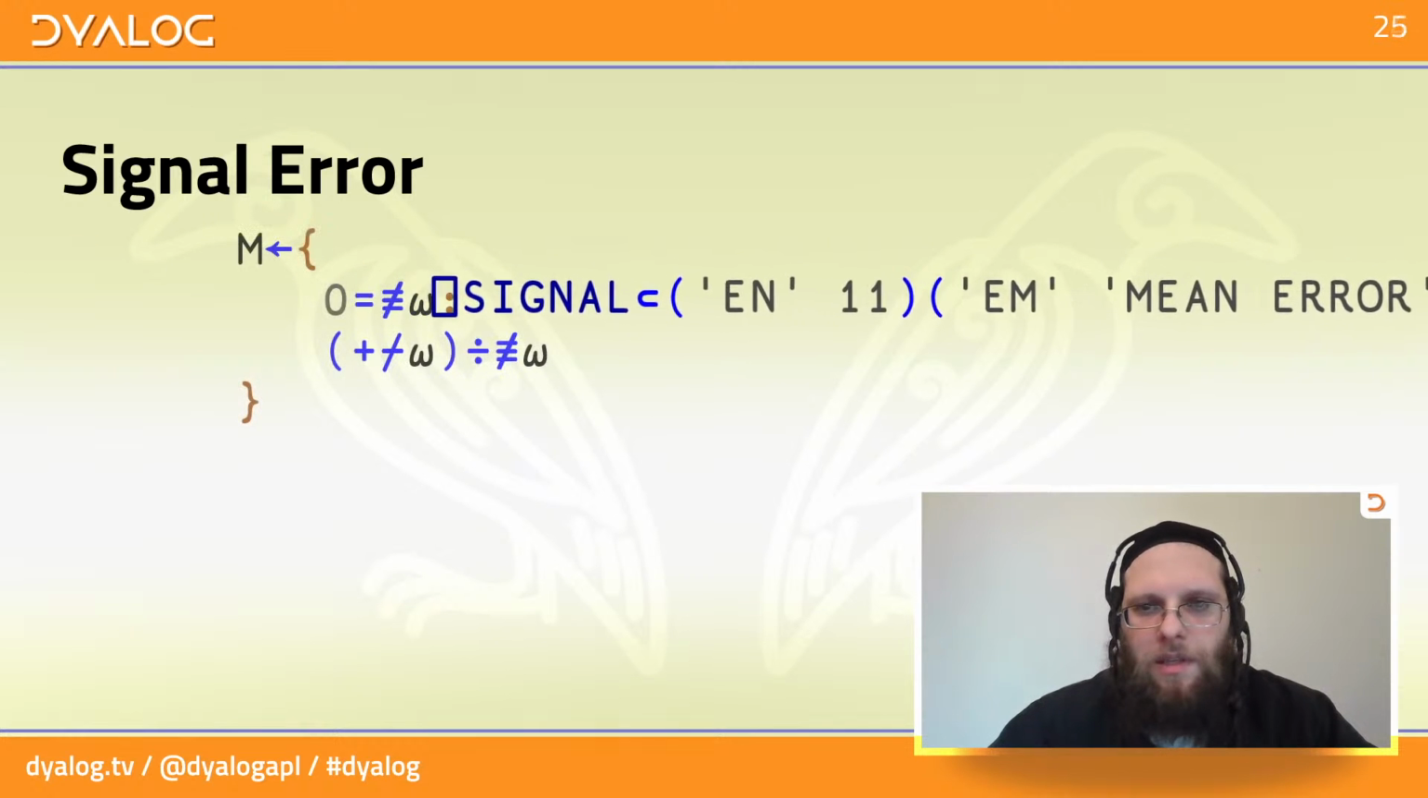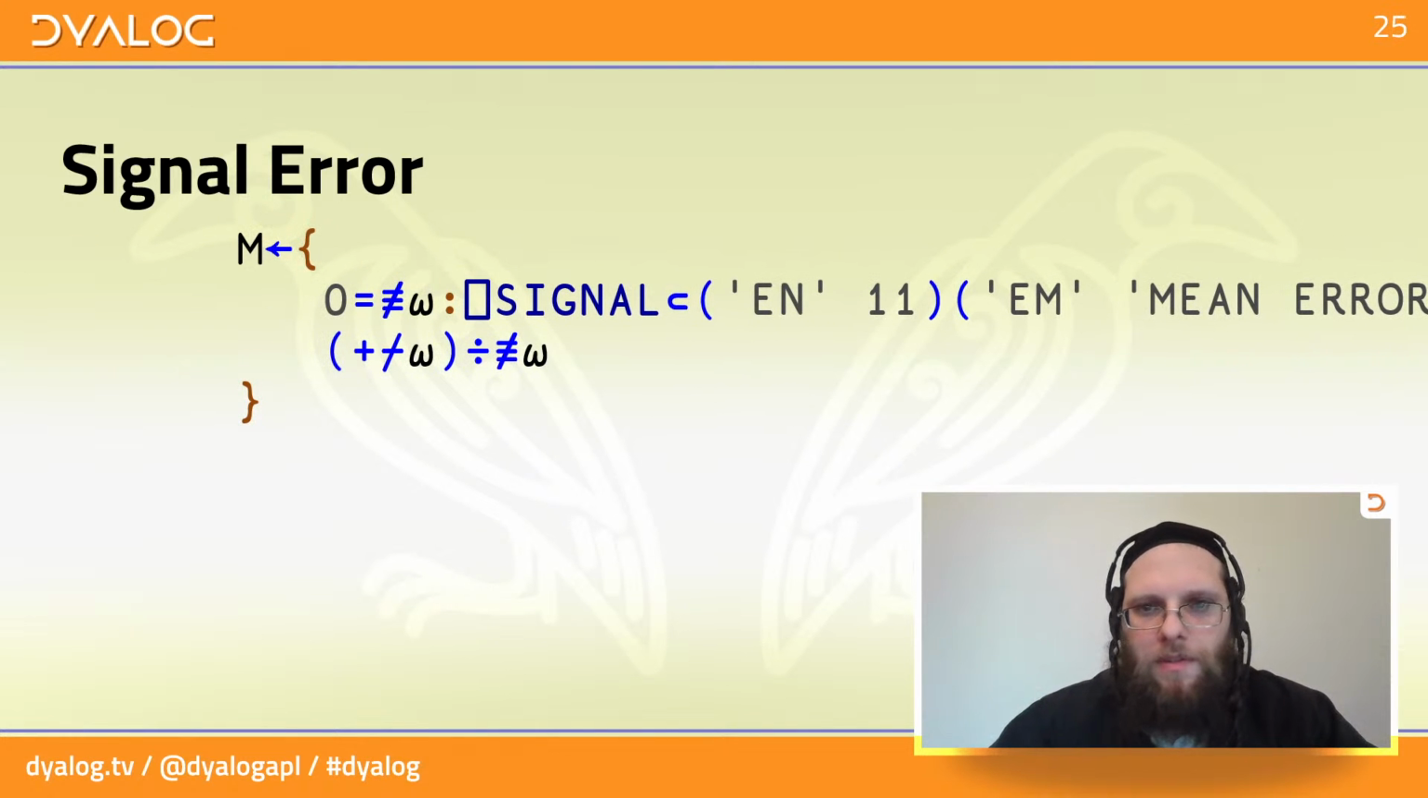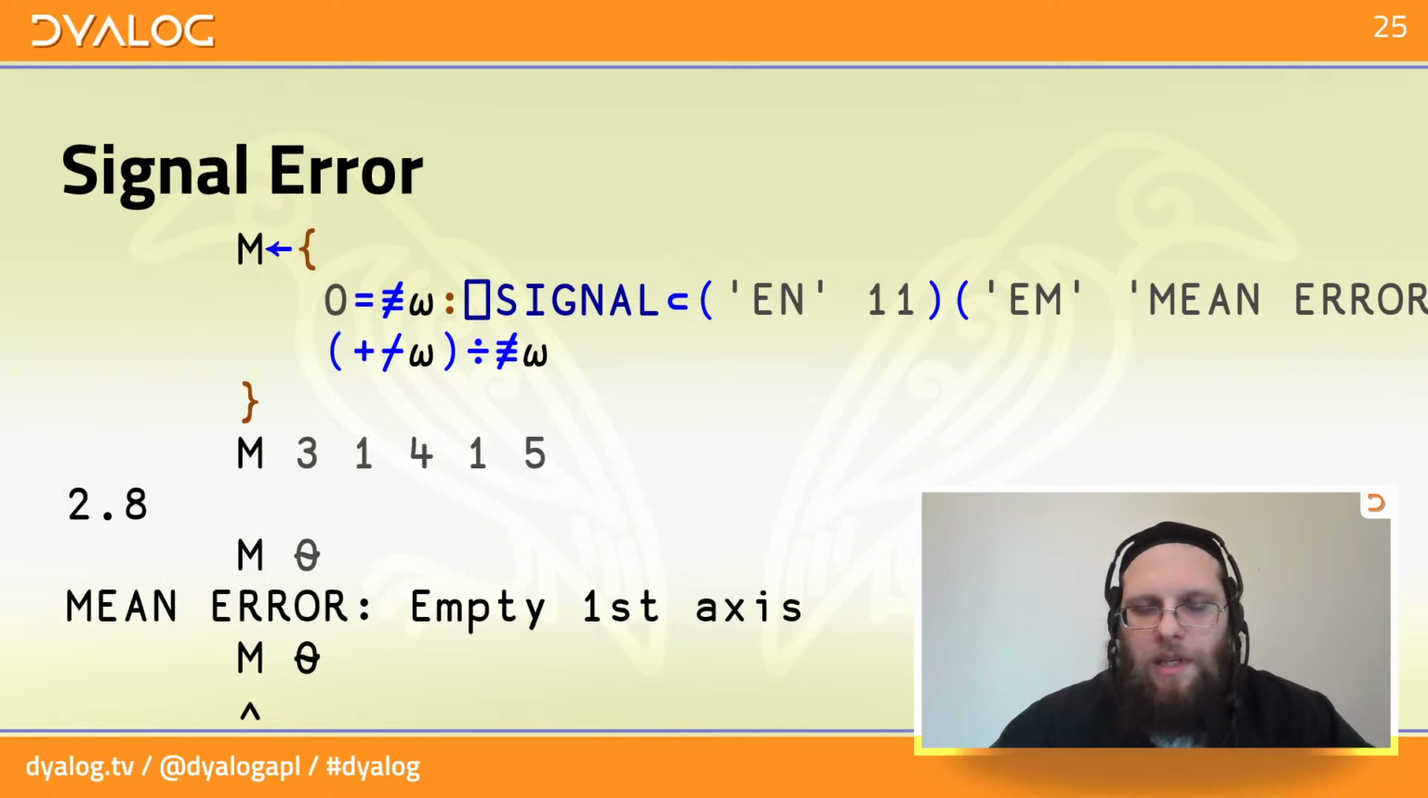Let's take this and put it into our mean function. Now we have the condition. If the argument is empty, then we're going to throw this error with all these details in it. And indeed, you can see that it works quite fine.